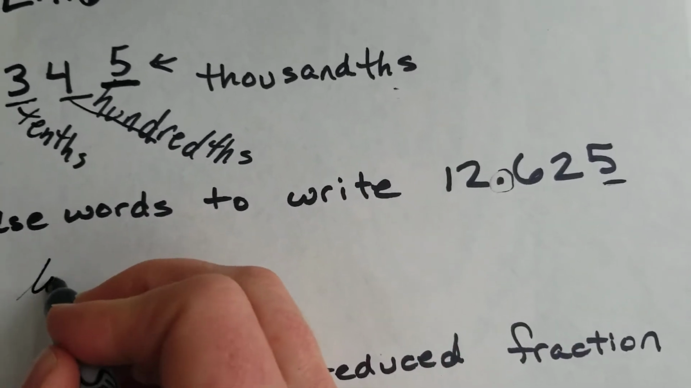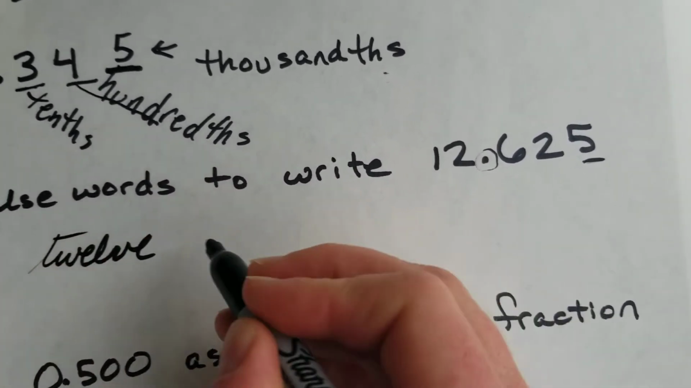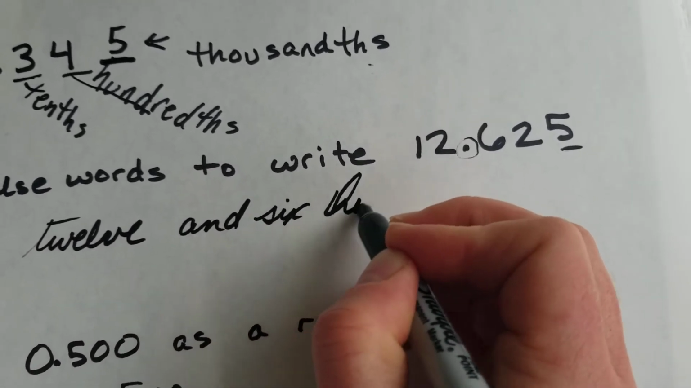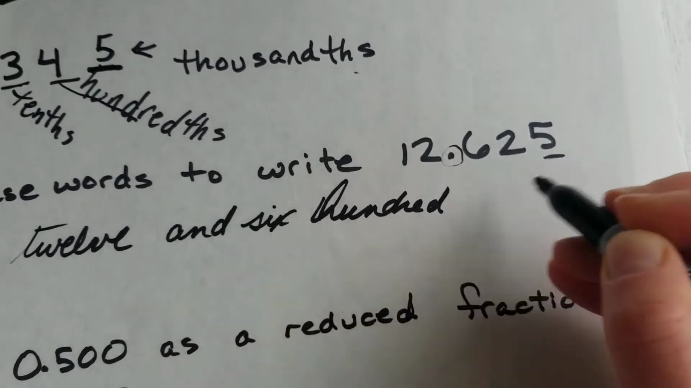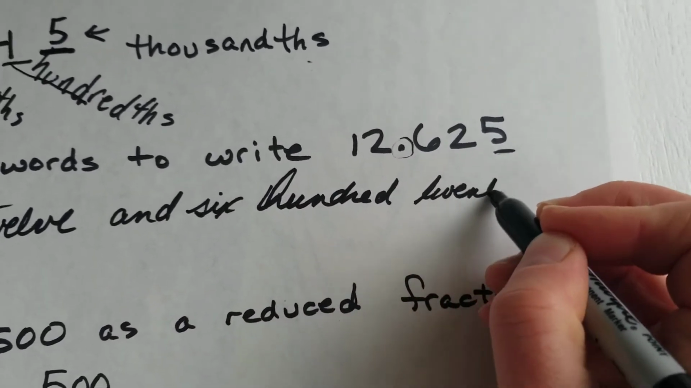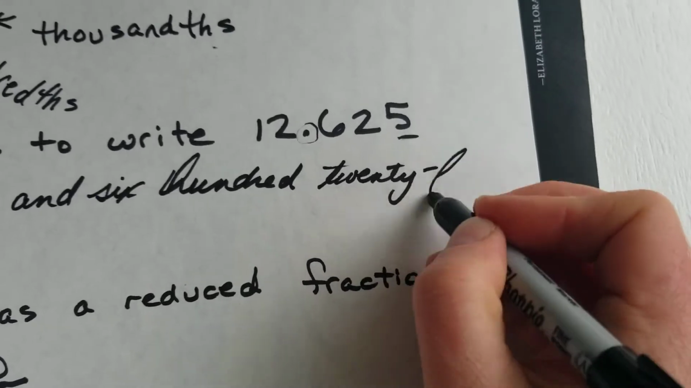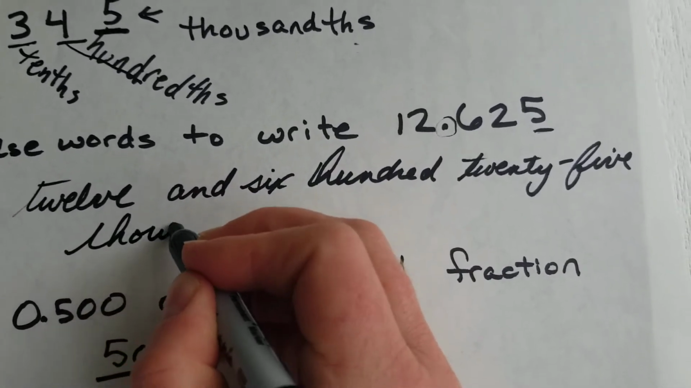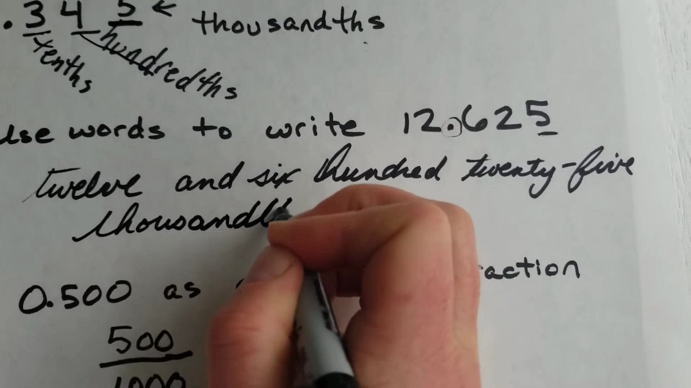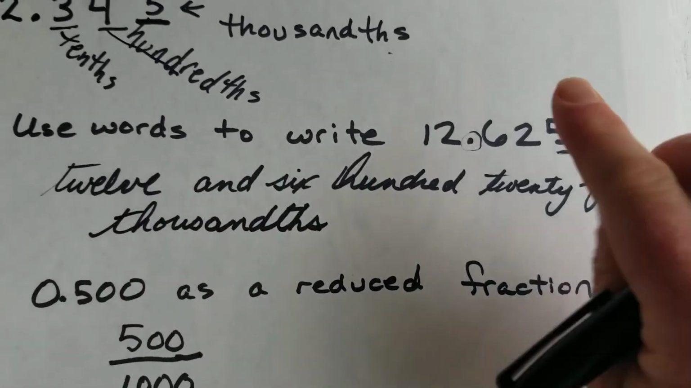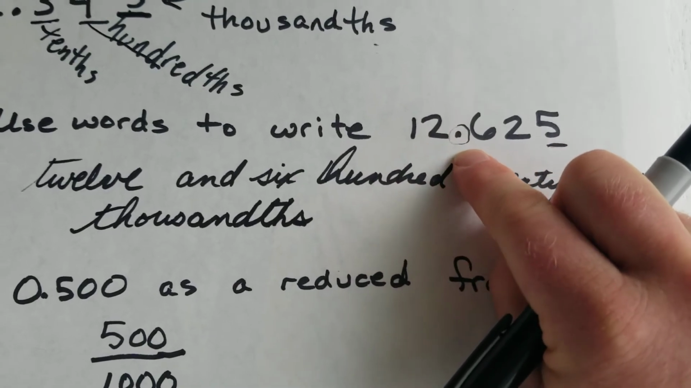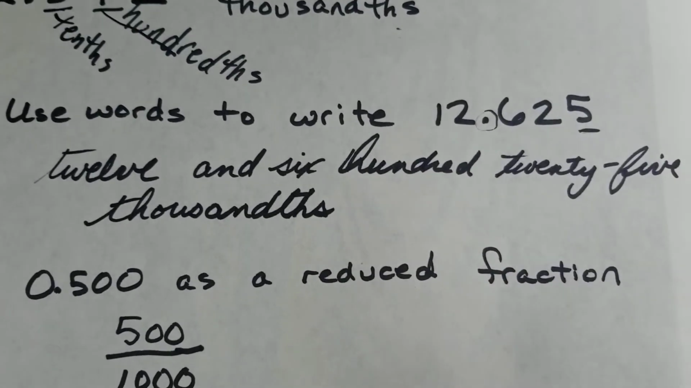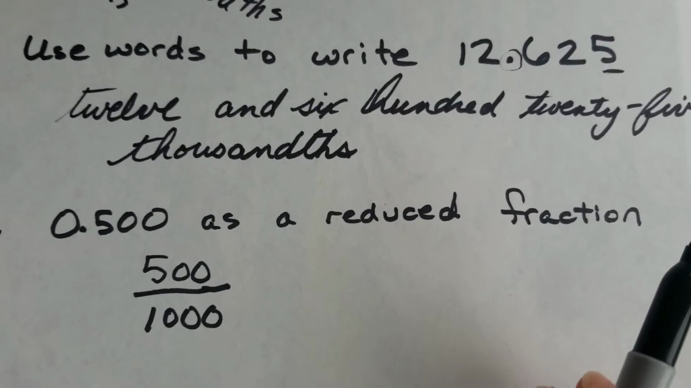We have 12 and 625. Gonna run out of room. Thousandths. So just like we would say it, 12 and 625 thousandths. All right, so that's how you would write it using words.